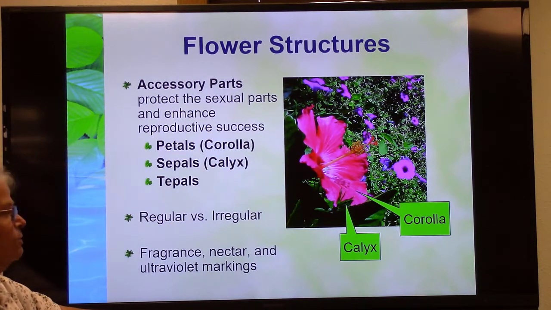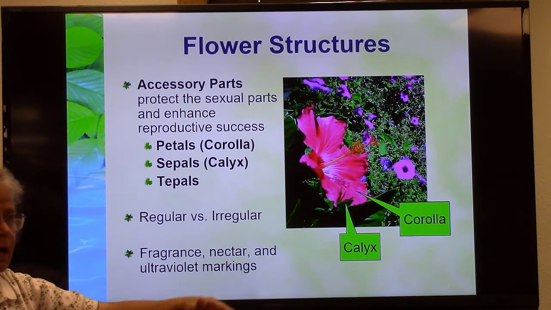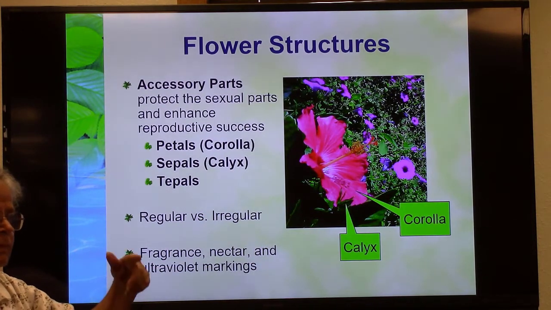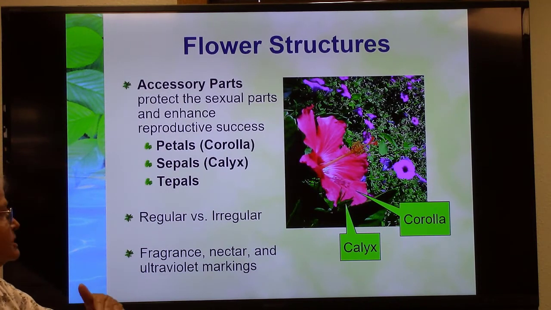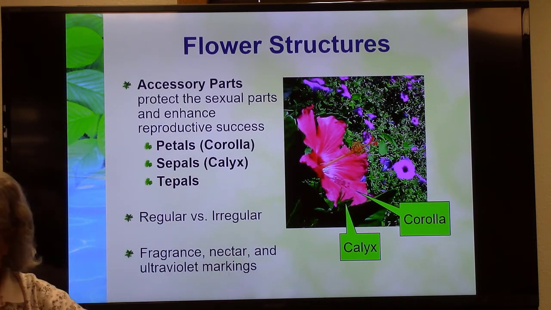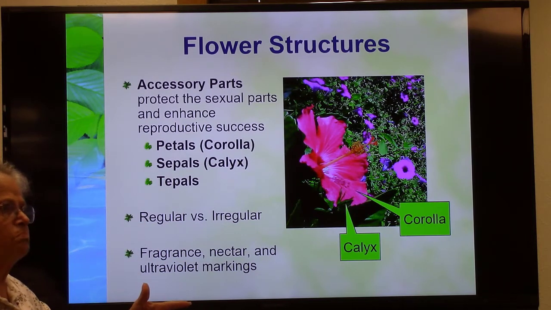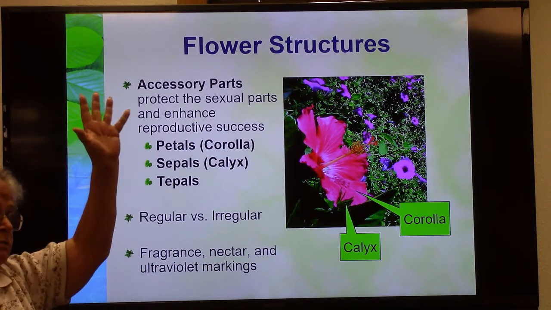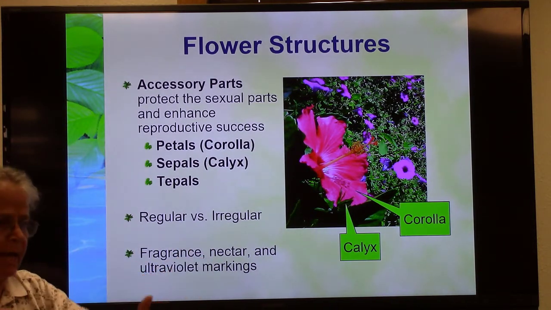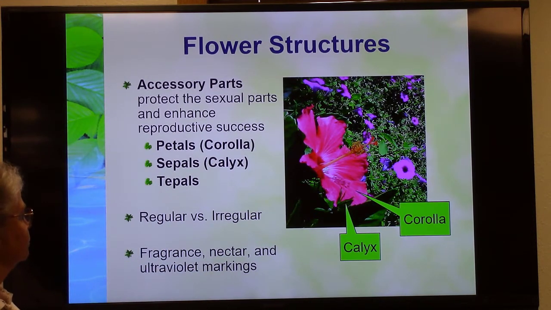Regular versus irregular. Well, that's just another way of saying is it the same all the way around, or is it different top to bottom, left to right, or are all the petals the same? A regular flower is perfectly symmetrical all the way around. An irregular flower, think of an orchid as an irregular flower. You've got one up, two on the side, a couple hanging down. That's irregular.